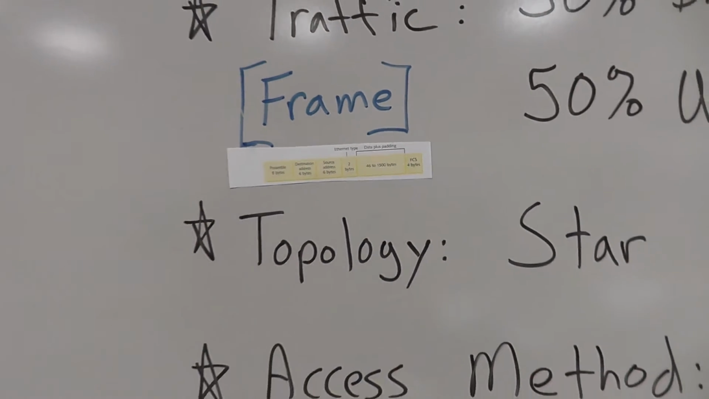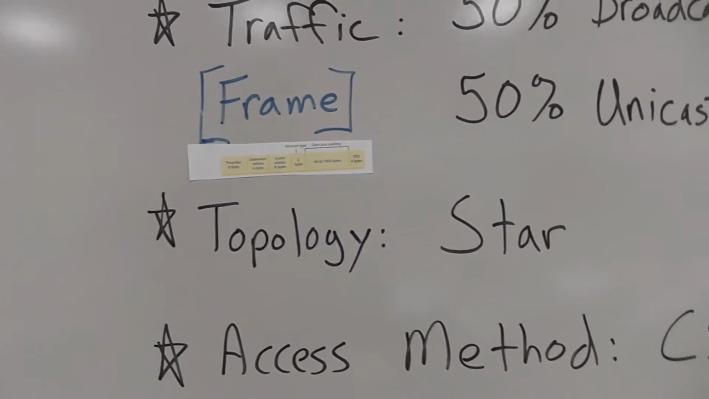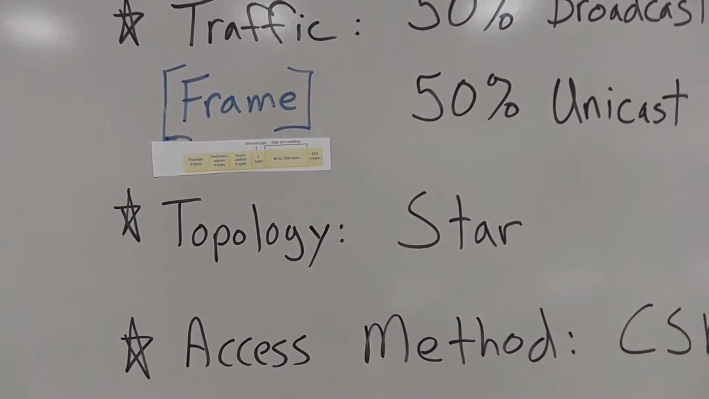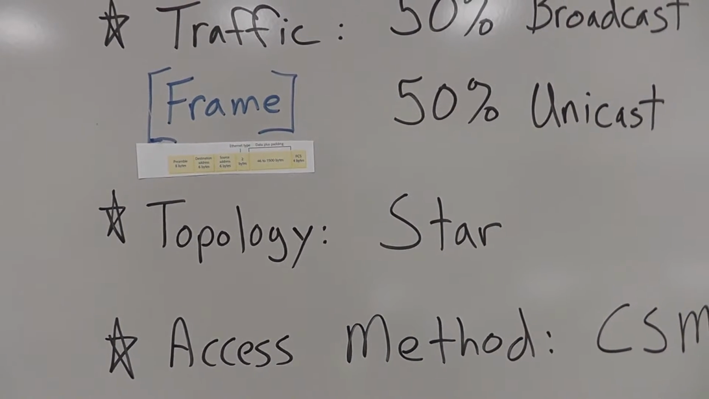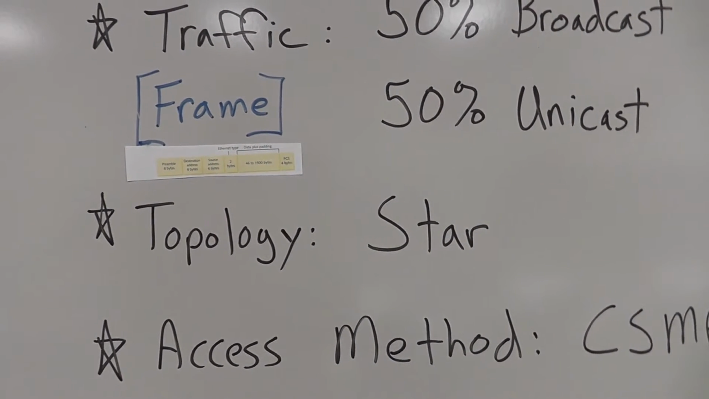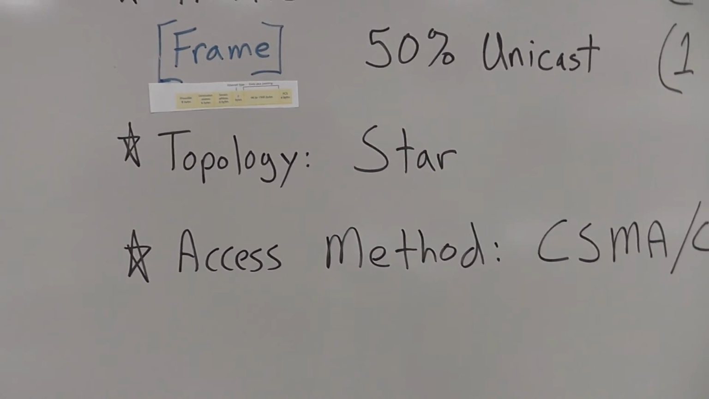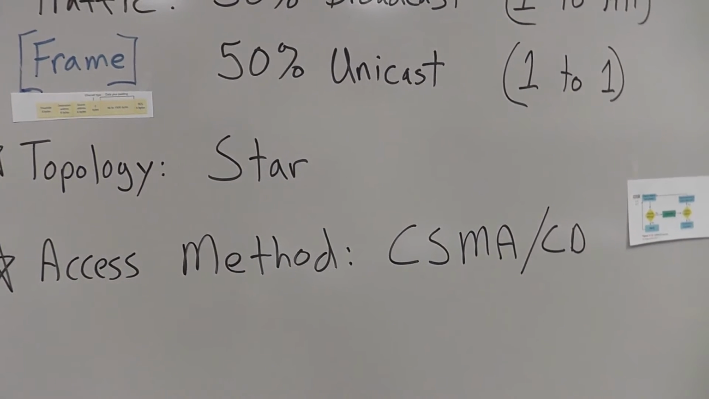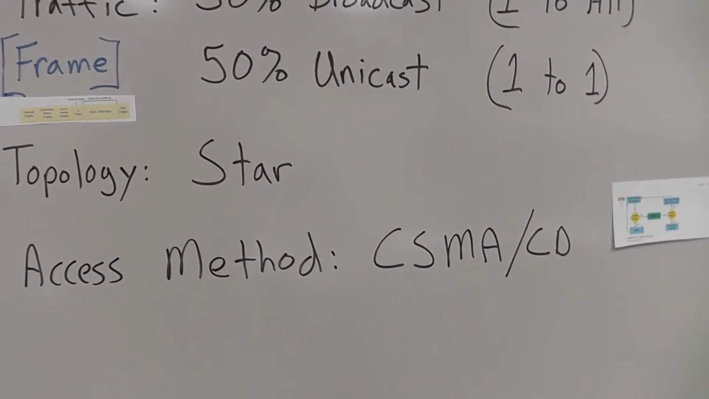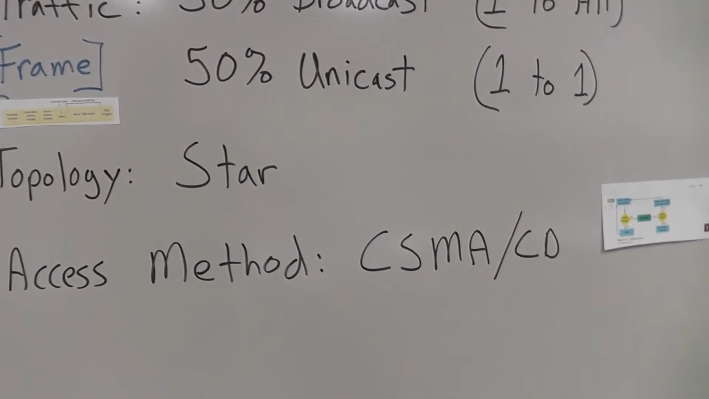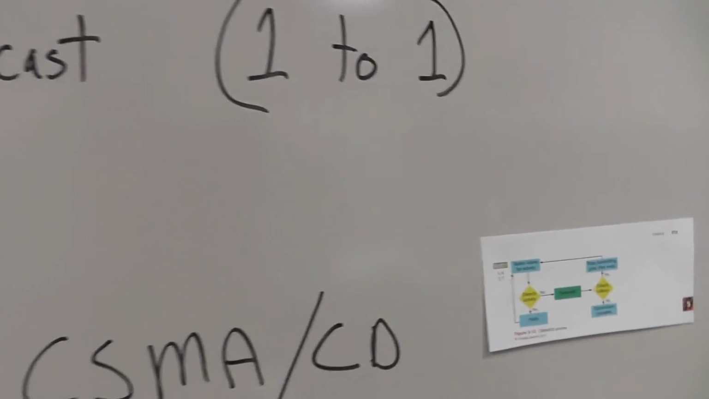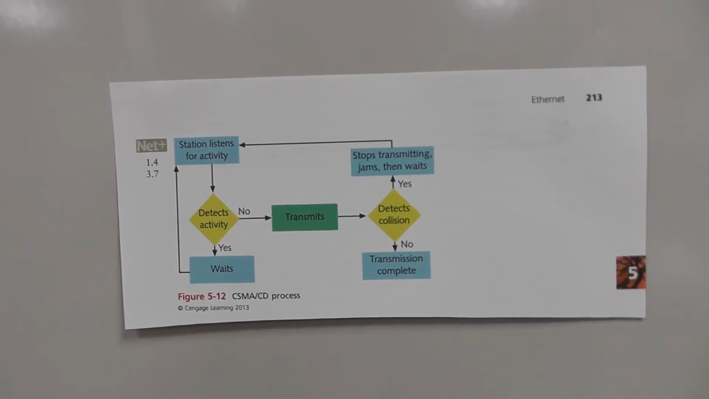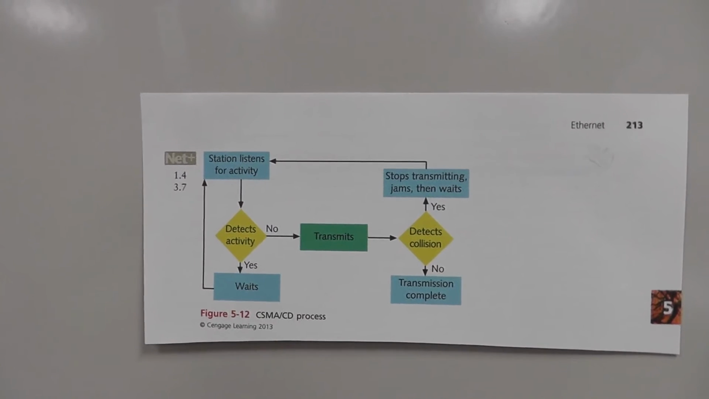All right, now more stuff to think about for Ethernet. The topology is star, and that's what they started off as, but they quickly grew into extended stars and then mesh networks and so forth. And then the last thing to consider is the access method, which is CSMA/CD, carrier sense multiple access with collision detection.